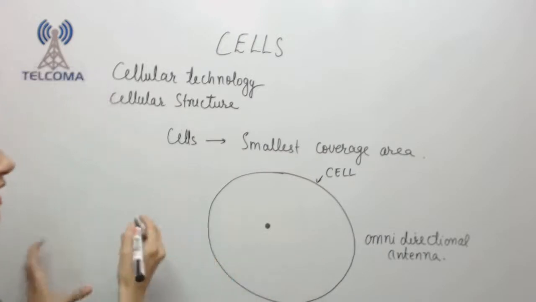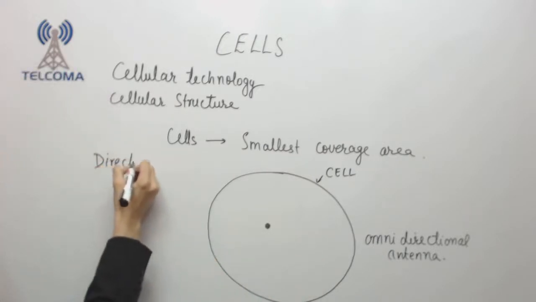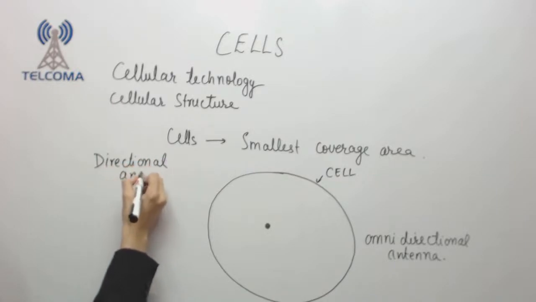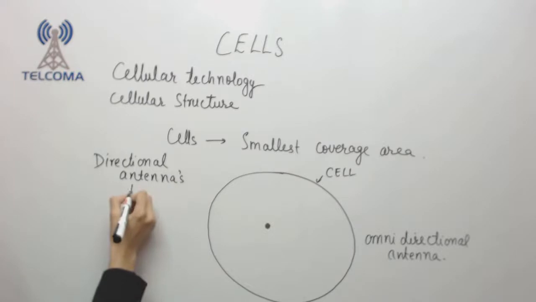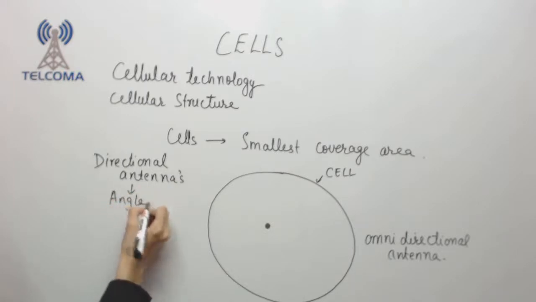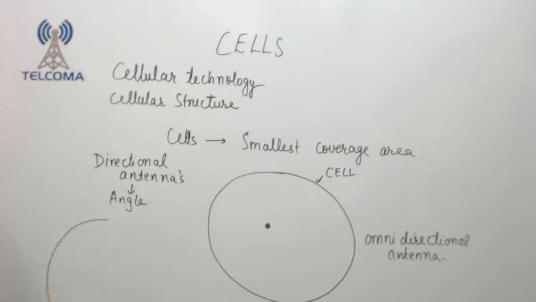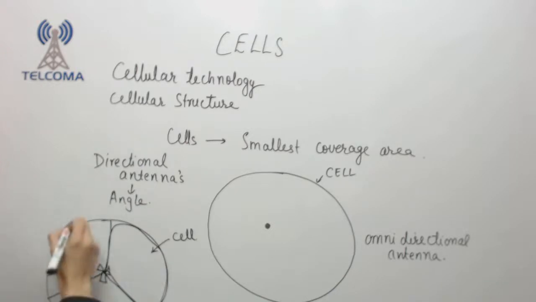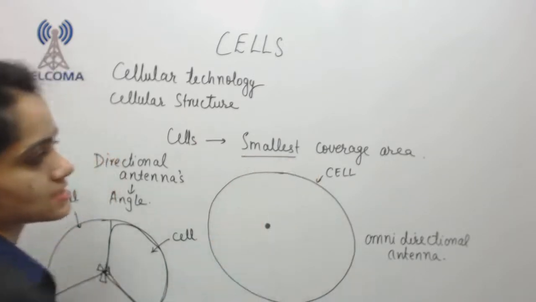On the other hand, we also have antennas which are called directional antennas. Directional antennas are particular to an angle. For example, we need to cover a complete 360-degree coverage area, but we have installed 3 antennas at an angle of 120 degrees. Now this antenna is covering this as the smallest coverage area. So this is also my cell, this is also a cell, and this is also a cell. In short, a cell is the smallest coverage area.